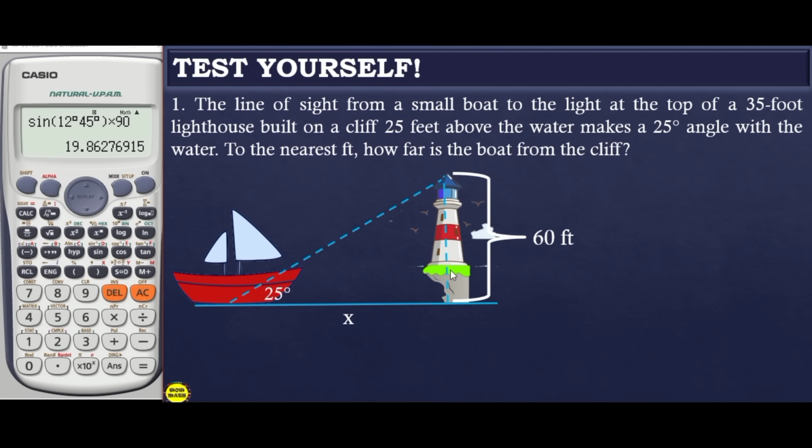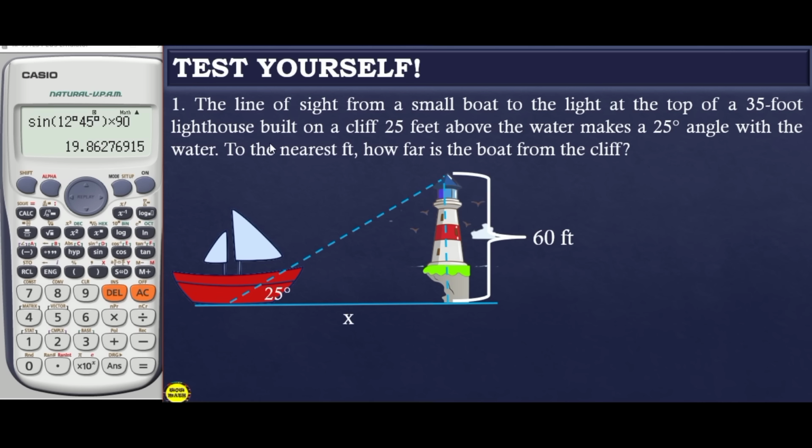So, ibig sabihin, kung ang tower mo ay 35 foot, yung lighthouse, and then yung cliff mo ay 25 feet, i-add po natin yon. So, 35 plus 25, that is 60. So, ibig sabihin, ang pinaka-height nito with the water, 60 feet. Kasi ito ay 35, ito ay 25. Kaya siya 60. And then, naka-form siya ng angle of elevation which is 25 degrees.